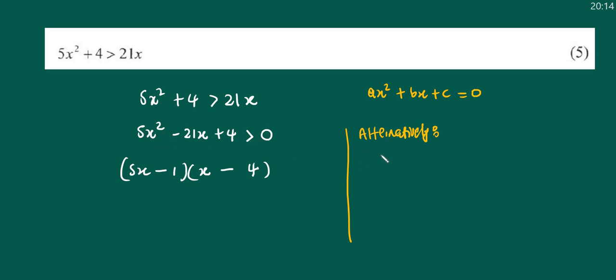Since you have 5x squared minus 21x plus 4, you need to have x squared only. So I'll divide by 5 throughout, so that I have x squared minus 21 over 5x, and then plus 4 over 5 is greater than 0.